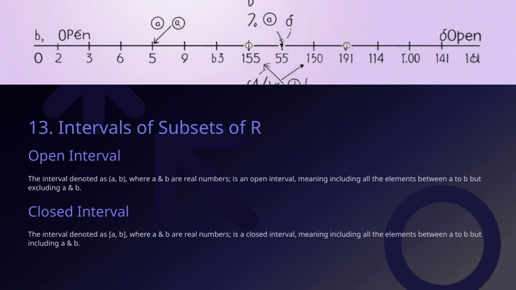Understanding these distinctions is crucial because they tell us how the interval behaves at its boundaries, which can affect limits, continuity, and other properties in analysis. Overall, recognizing whether an interval is open or closed helps us precisely describe subsets of real numbers and their properties in our broader exploration of real analysis.